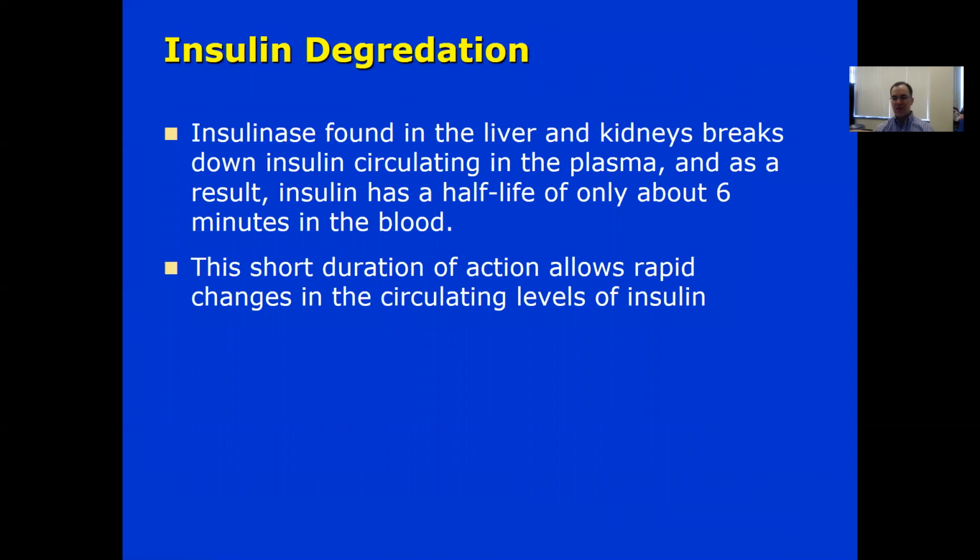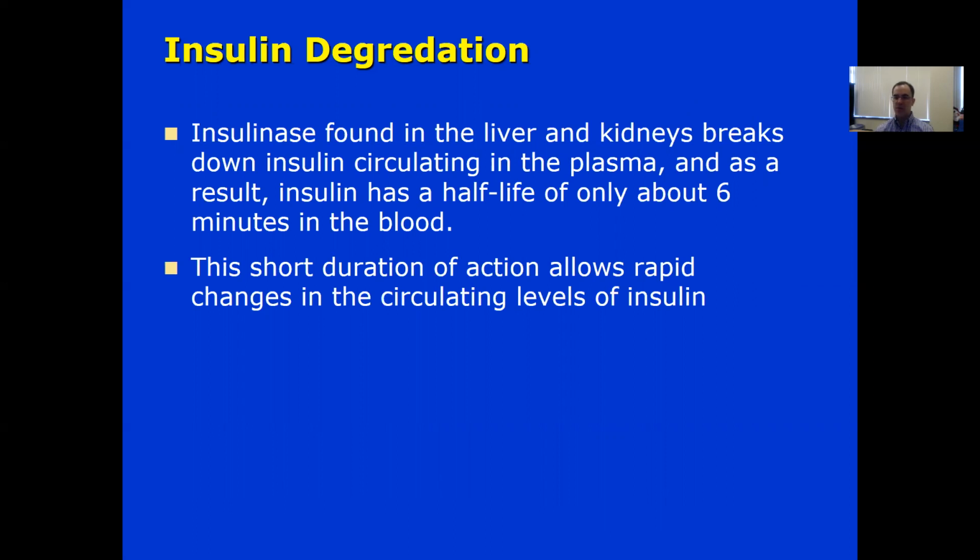All right, so how is it degraded? It's important in order for the blood sugar to be regulated quickly. Insulin's going to have to be broken down pretty quickly. Well, it's done so through an enzyme called insulinase. Again, anything that ends in -ase is an enzyme that breaks something down, in this case, insulin. Insulinase is found in the liver and the kidneys, and it breaks down insulin circulating in the plasma. As a result, insulin has a half-life, or a functioning time in the blood, of only about 6 minutes.